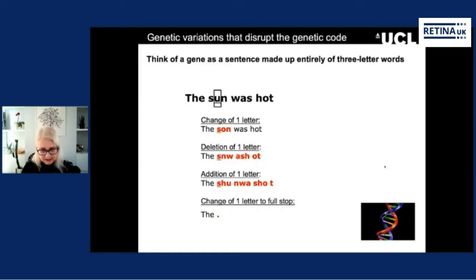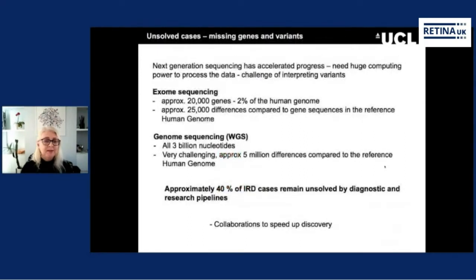Now, these are relatively easy to understand: how you can change one letter in the human genome, and then it is detrimental to the sentence or the gene code. And this is what we know most about in terms of genetic variation in our human genome. So we've made huge progress with this next generation sequencing approach to understanding genetic variation. And it needs really big computers and the power to process all the data. But as I said, the challenge is, which variant in the human genome may be detrimental to the function of the retina?